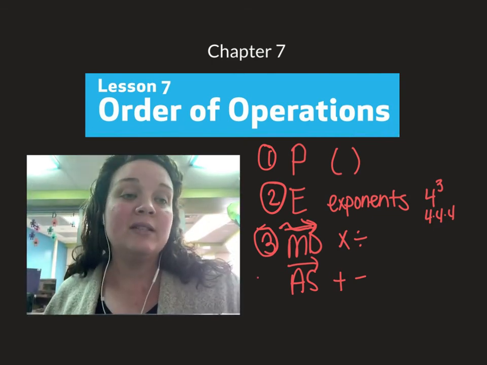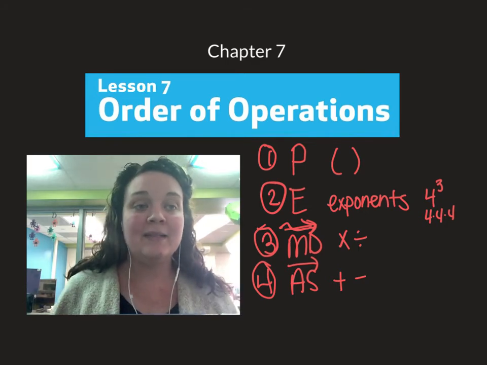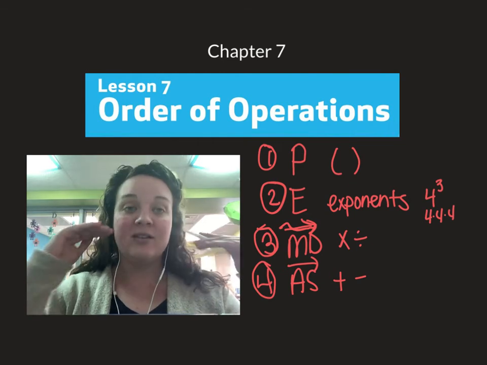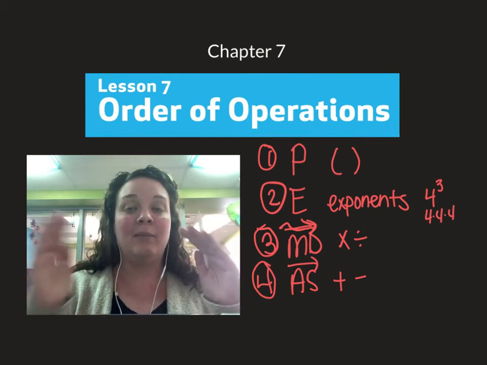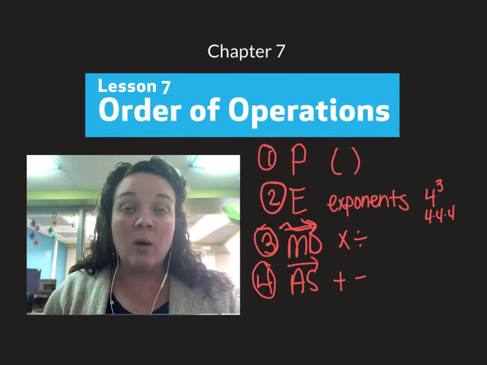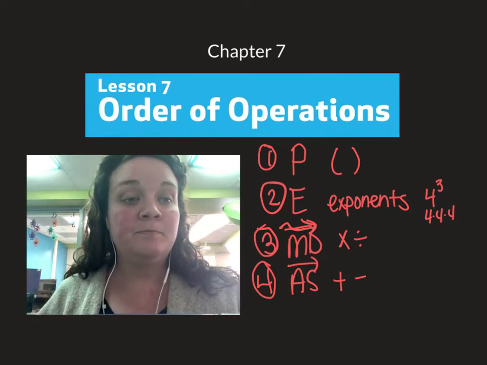And then the fourth step is addition and subtraction, also from left to right. Addition does not always come before subtraction. They're the same level of importance, so you have to make sure you're completing them left to right. So let's get going on this, and then we can do some practice problems.